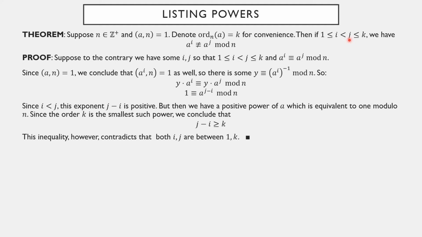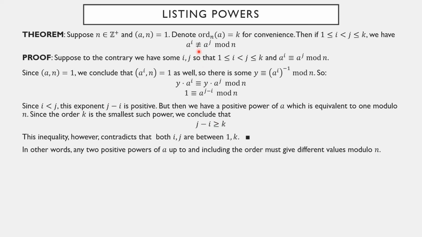The biggest j can be is k, the smallest i can be is 1. So the largest that j minus i can be is in fact k minus 1. So j minus i is less than or equal to k minus 1, so it can't be bigger than or equal to k. So since both of these powers were specifically in between 1 and k, I can't have this. Therefore, these two powers couldn't have in fact been equivalent modulo n.